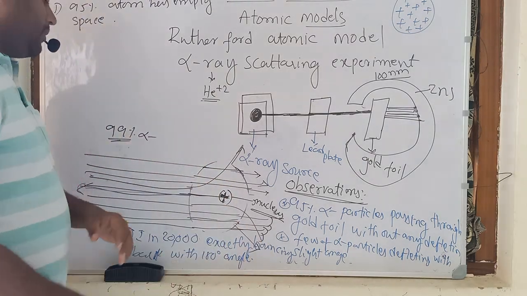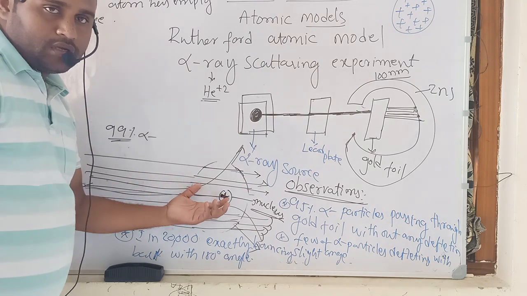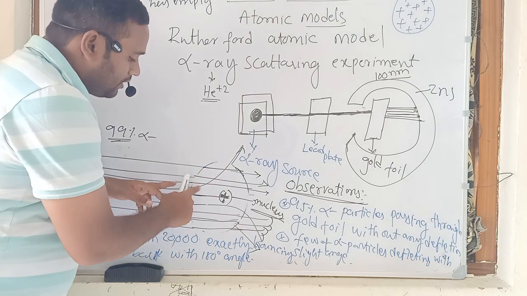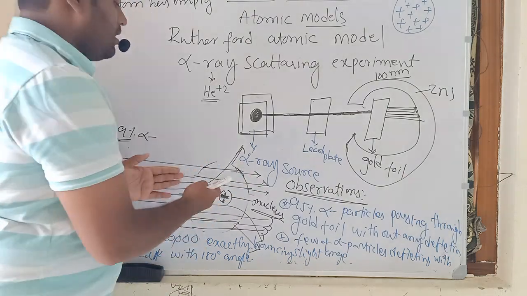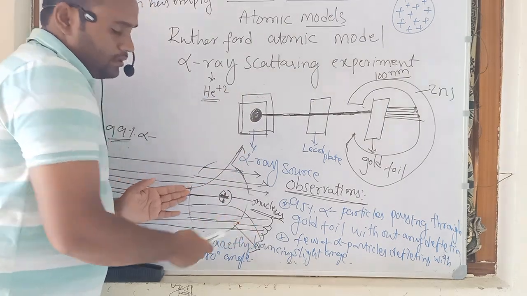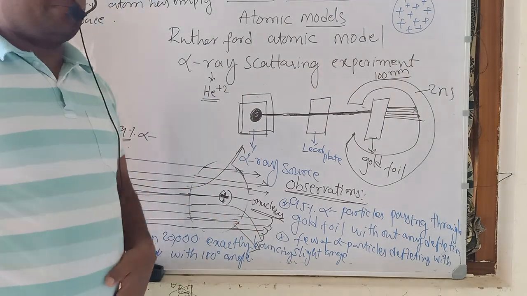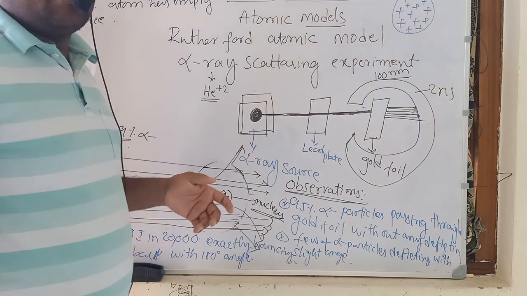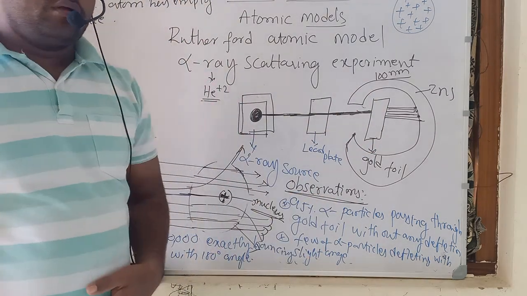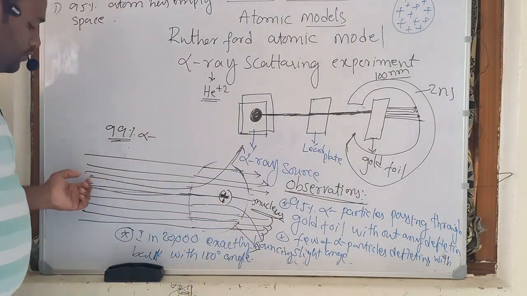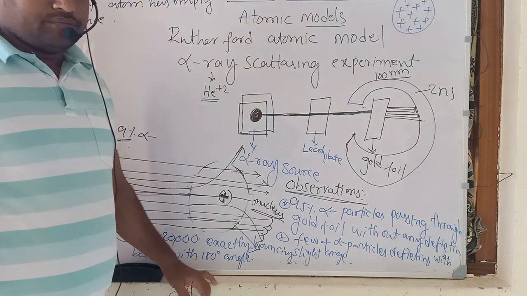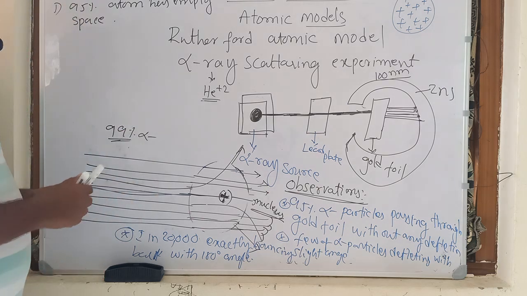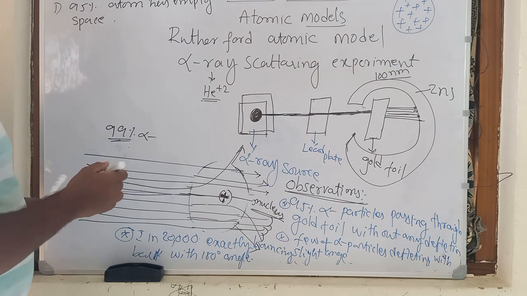How did he say that the total positive charge is located at the center of the atom? Some of the alpha particles are deflecting at slight angles, which means they experience some slight repulsion. That's why they deflect from their path. And 1 in 20,000 alpha particles bounce exactly back. So he concluded that the total positive charge is present at the center of the atom.